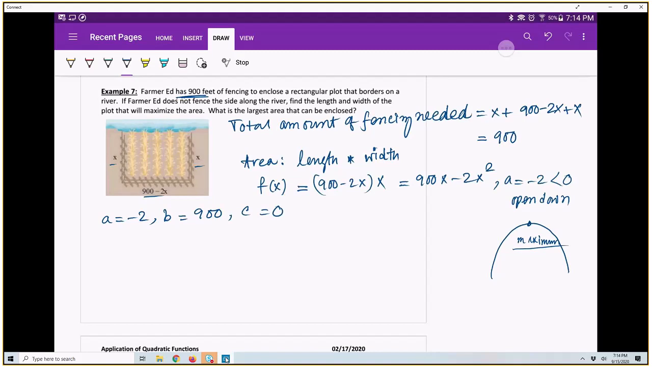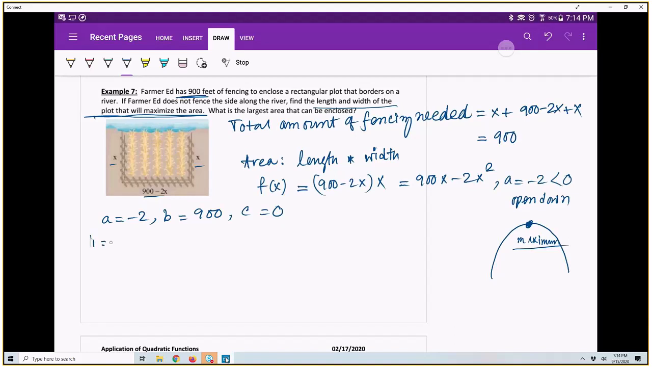It said, find the length and the width of the plot that will maximize the area. So all I need to do is solve this parabola, and that will give me the answers, because it is already giving me the vertex as the maximum. So I basically need to find the vertex of this parabola.